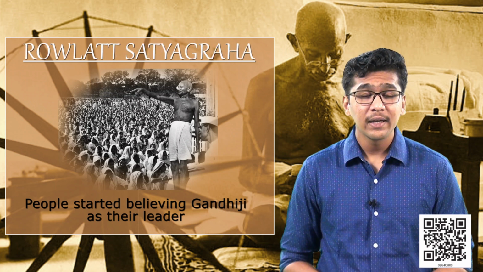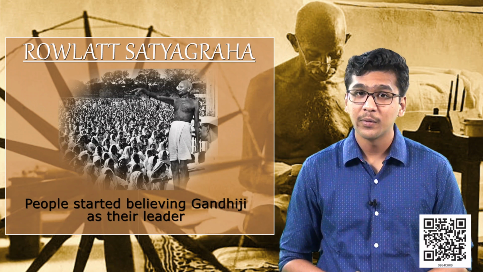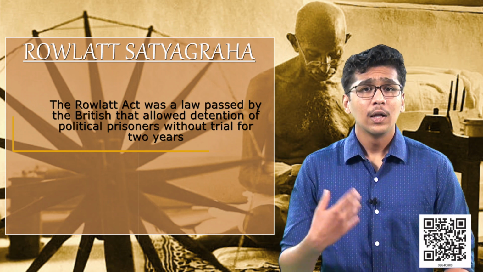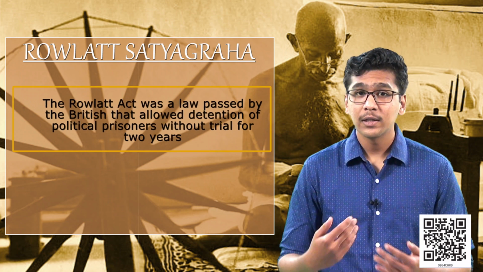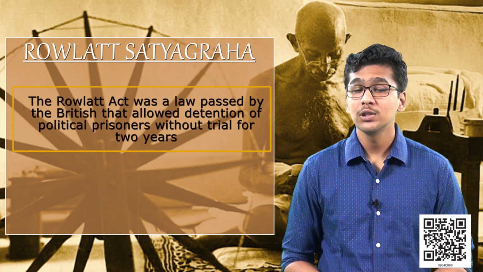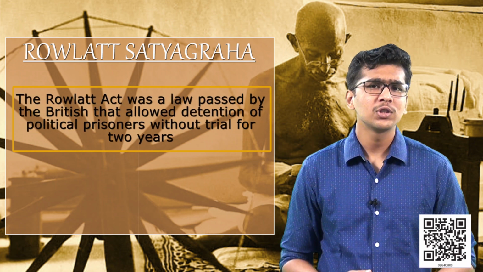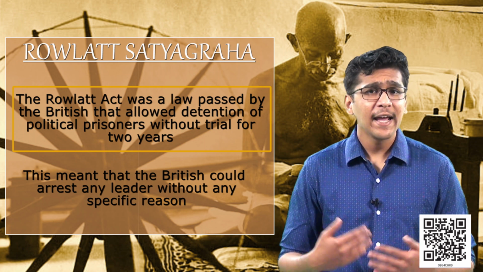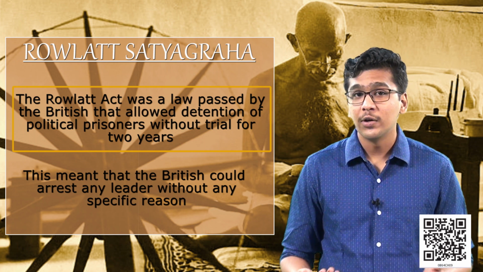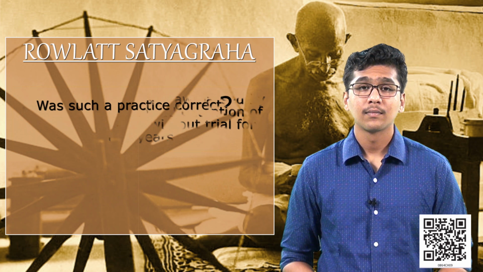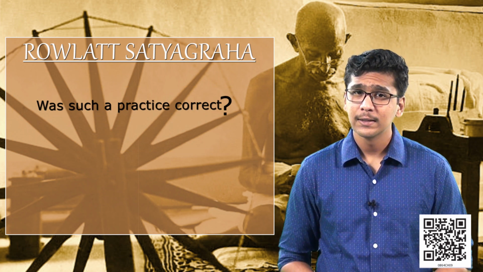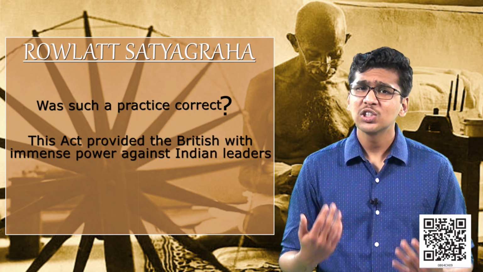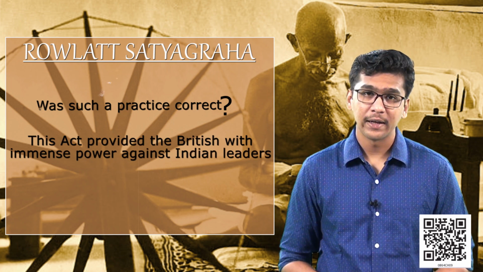The opportunity came with the passing of the Rowlatt Act by the British in 1919. What was the Rowlatt Act? The Rowlatt Act was an act passed by the British that allowed detention of political leaders without trial for 2 years. This meant that the British could arrest any leader without any specific reason for a period of 2 years. Was such a practice correct? No. This act provided the British with immense powers against the leaders of India.